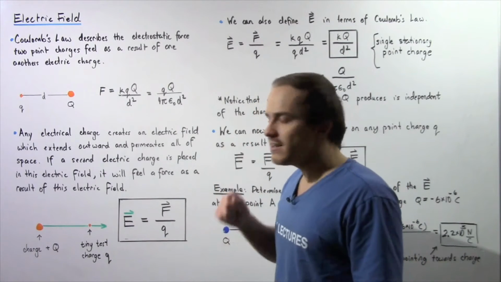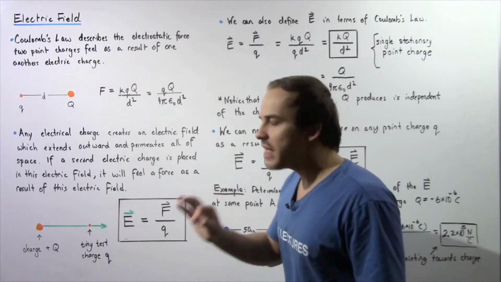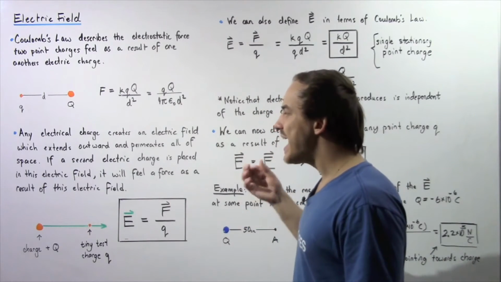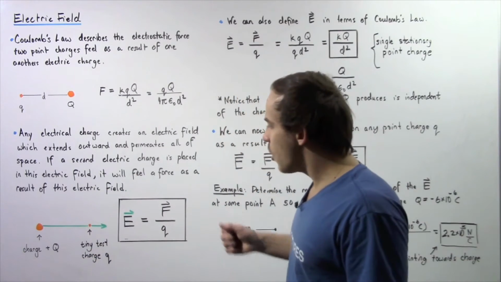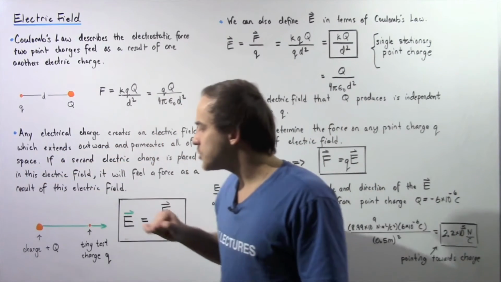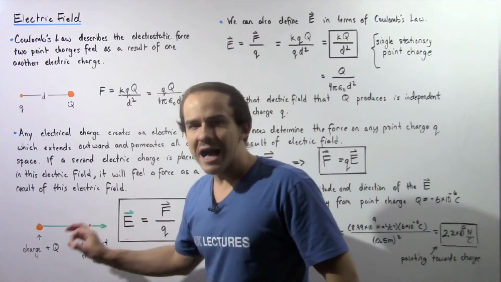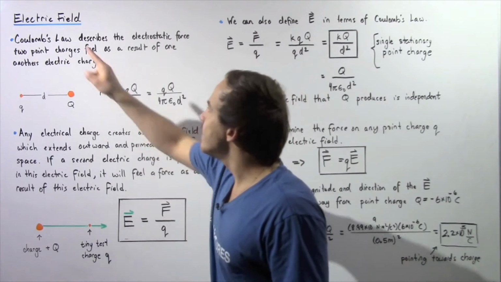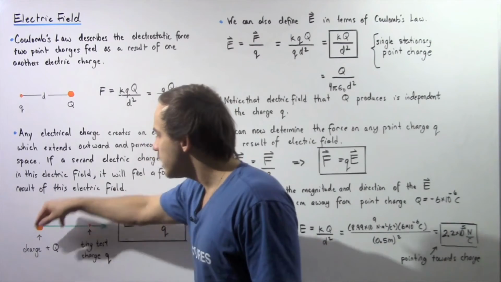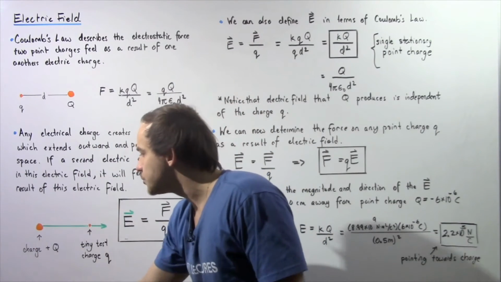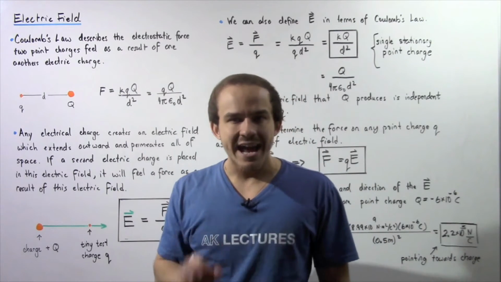Now, if a second electric charge is placed in this electric field, that charge will feel a force as a result of the electric field. So let's suppose we have the following charge given by positive uppercase Q. Now this positive charge will create an electric field, and the field lines will extend outward in all possible directions. One such field line is given by the following green arrow.